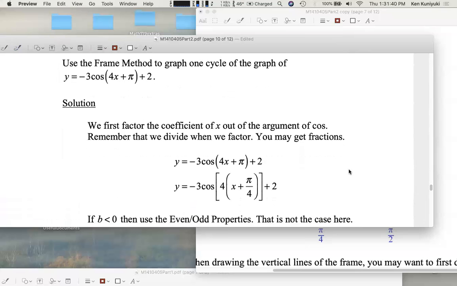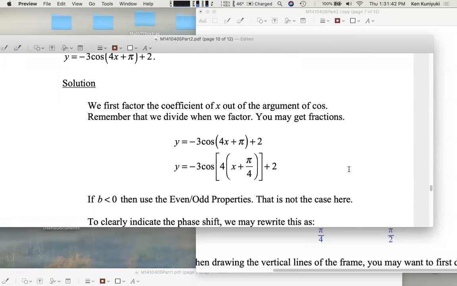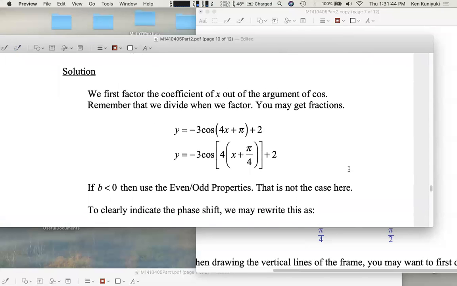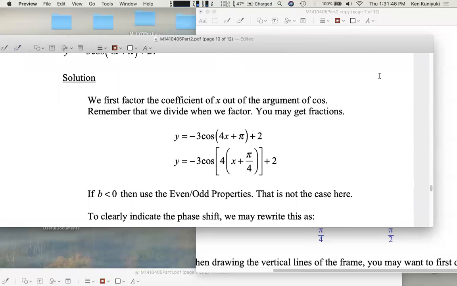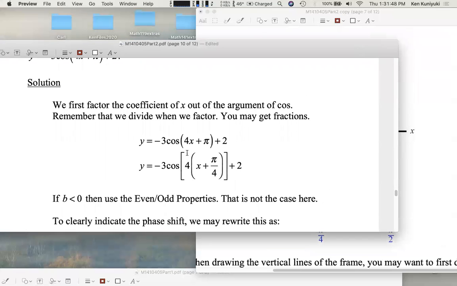All right. So for example, how do we find the phase shift? One method is to factor b out of the argument. Right now, the argument is 4x plus pi. B is 4. Factor out the 4. You get x plus, when you factor, you divide. We get pi over 4 here.